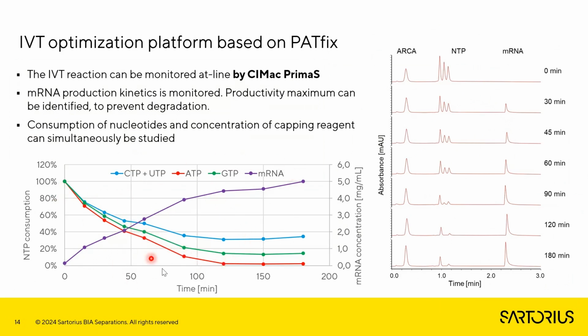This is a graph. It's an interpretation of chromatograms, and here we see what our analytical system would actually see. We see mRNA peak increasing whilst NTPs decrease. Capping reagent, this can be ARCA, it can be any other capping reagent, we see staying more or less constant throughout the reaction. It doesn't get used up. Now you can imagine what you could build with this information.